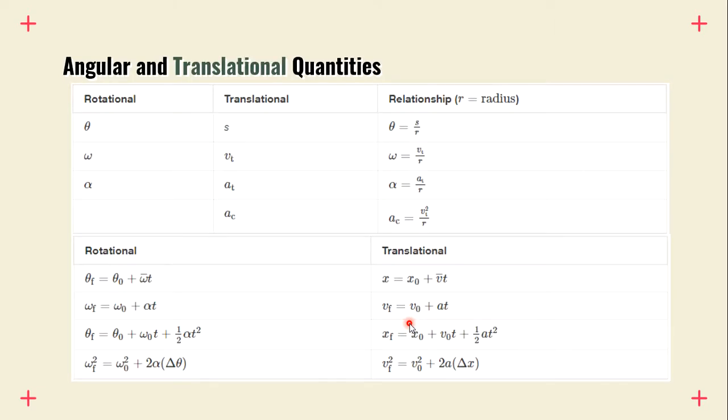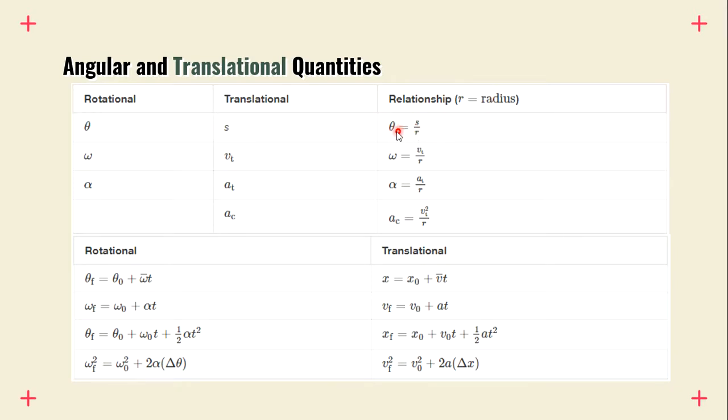Okay, so just a quick review. I have a table here which relates the rotational and translational quantities. Theta corresponds to s, or displacement. Omega corresponds to v. Alpha corresponds to a_t, tangential acceleration, or a_c, centripetal acceleration. Then to convert the rotational quantities to translational, all you have to do is multiply by the radius.